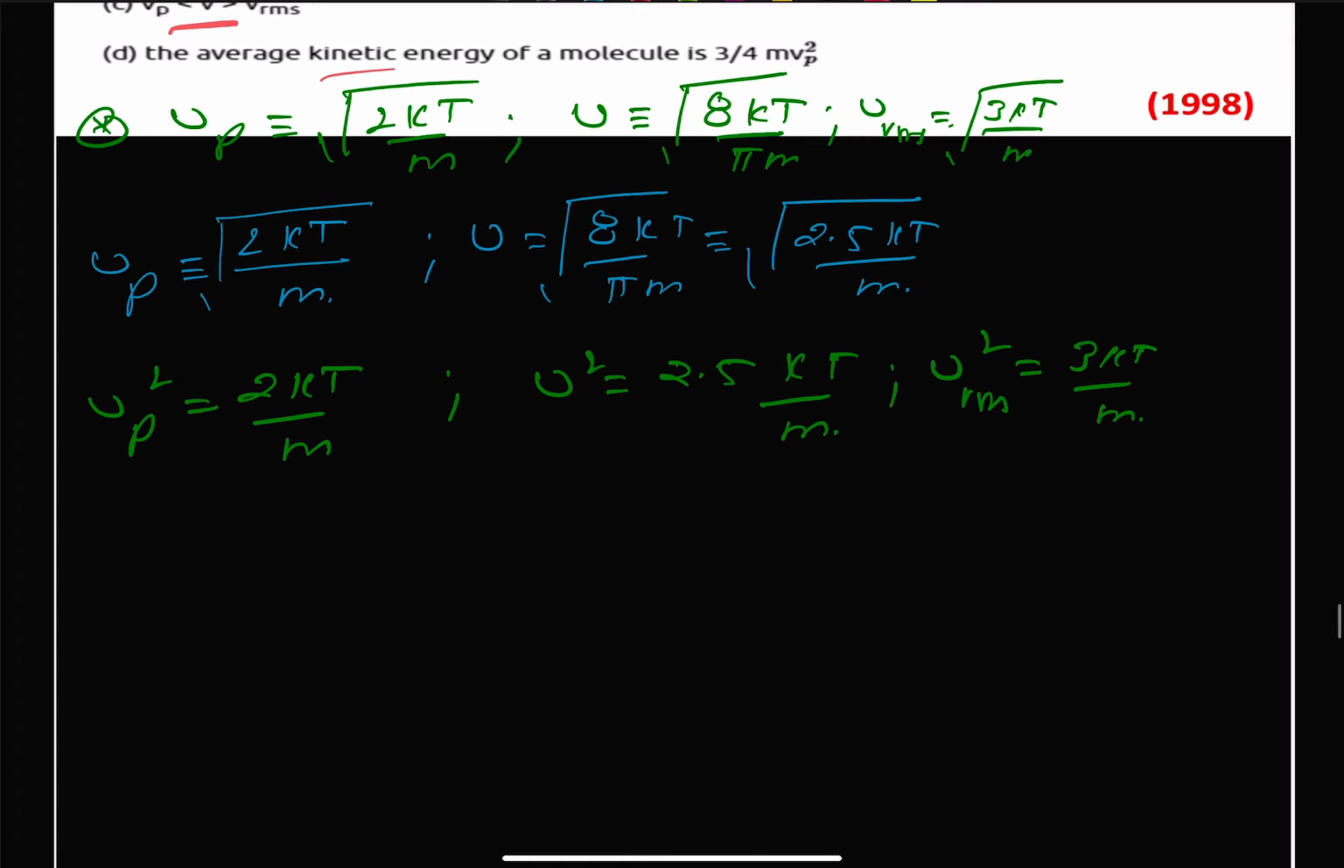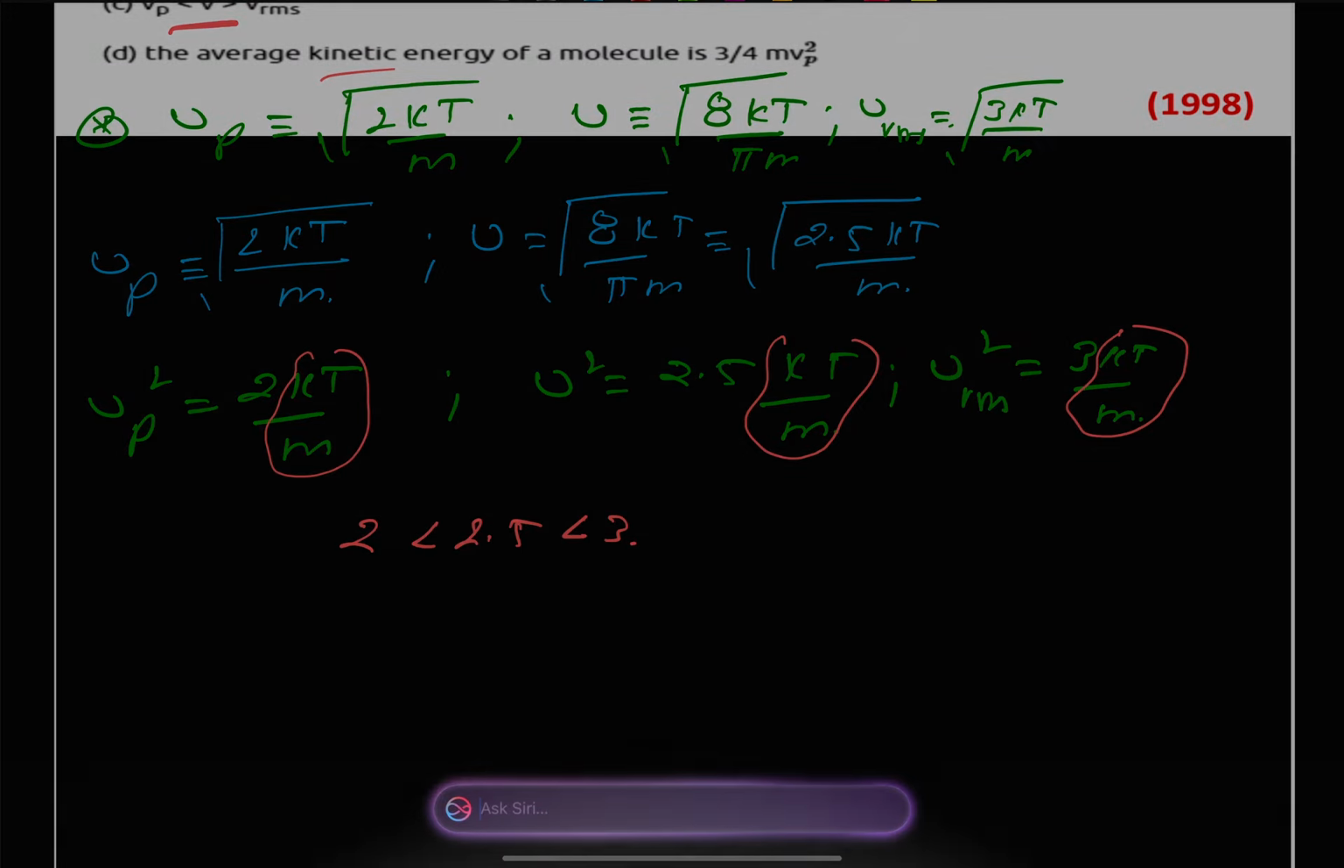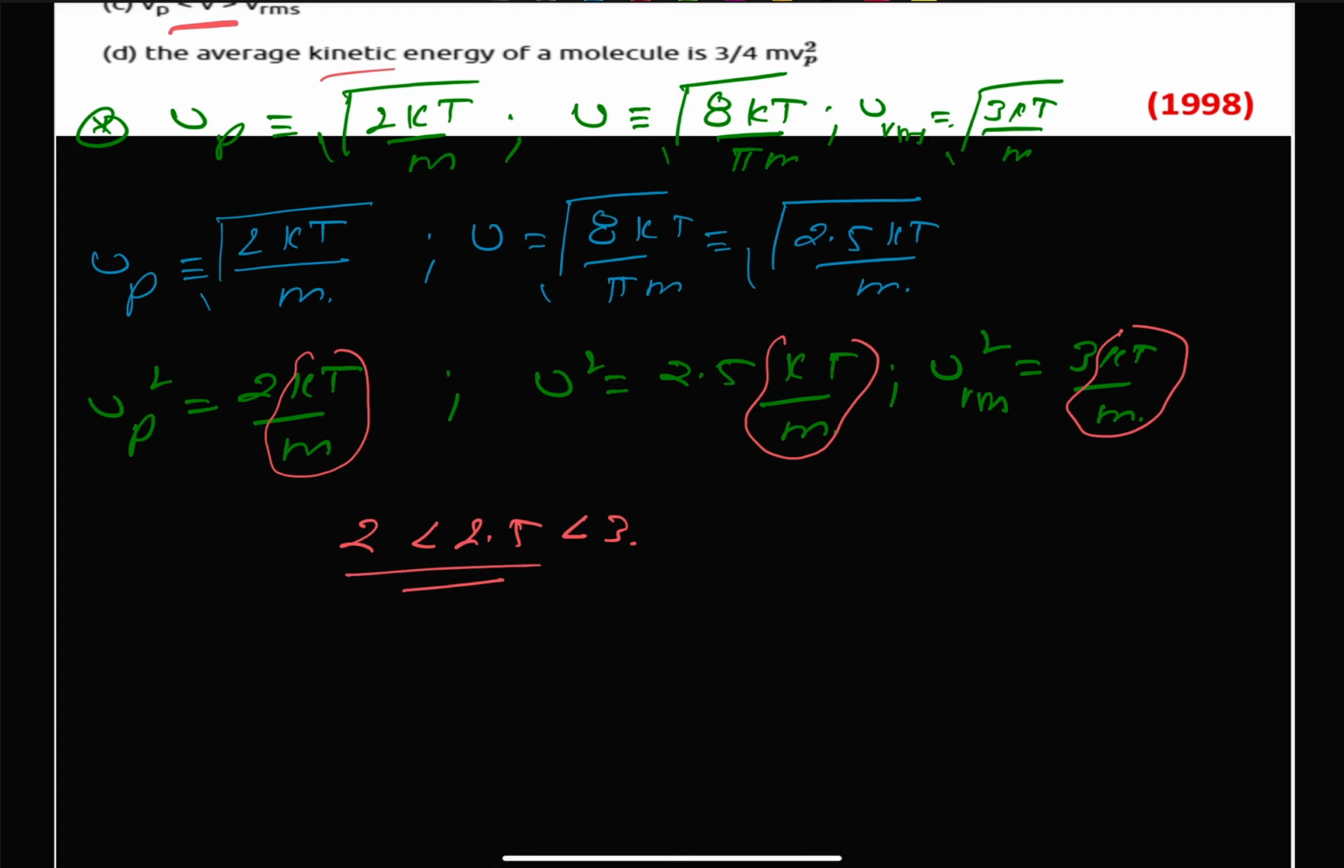From here, if you make... one thing is common among them, that is kT upon m, kT upon m, and kT upon m. So from here we can say that 2 is less than 2.5, which is less than 3. Therefore we can say that Vp is less than V is less than Vrms.